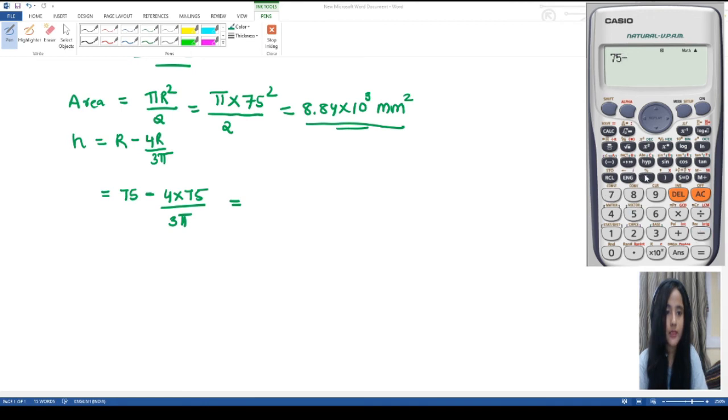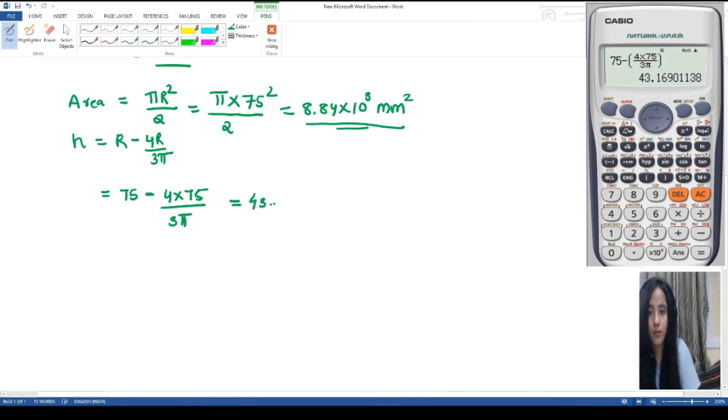75 minus 4 into 75 by 3 pi. Oops, sorry. 3 pi. So it is coming, height is coming equal to 43.16. So let's make it 43.2. 43.2 mm.